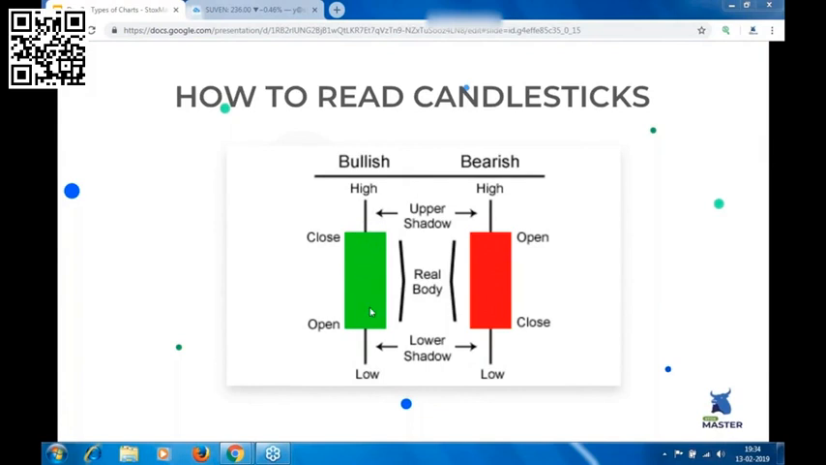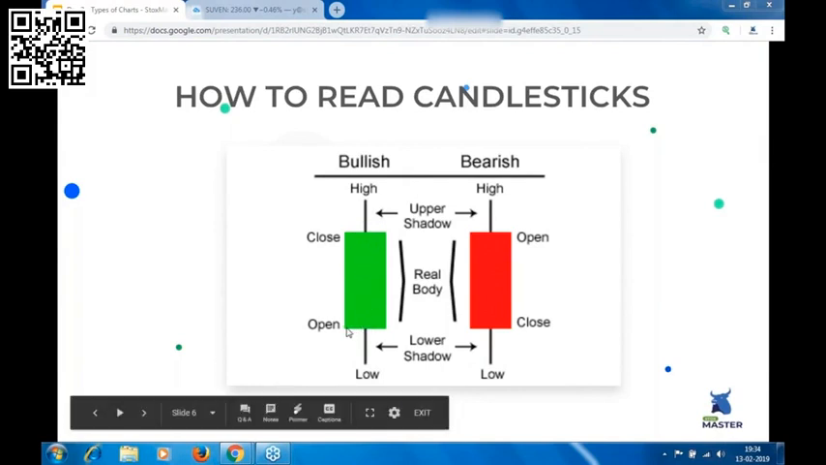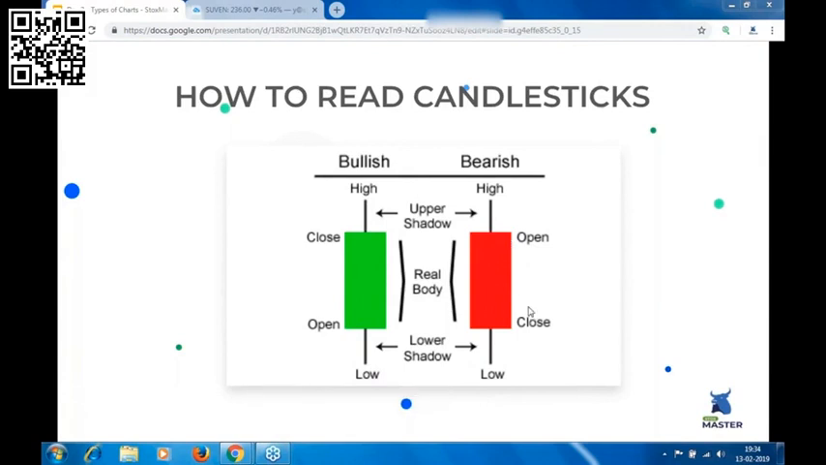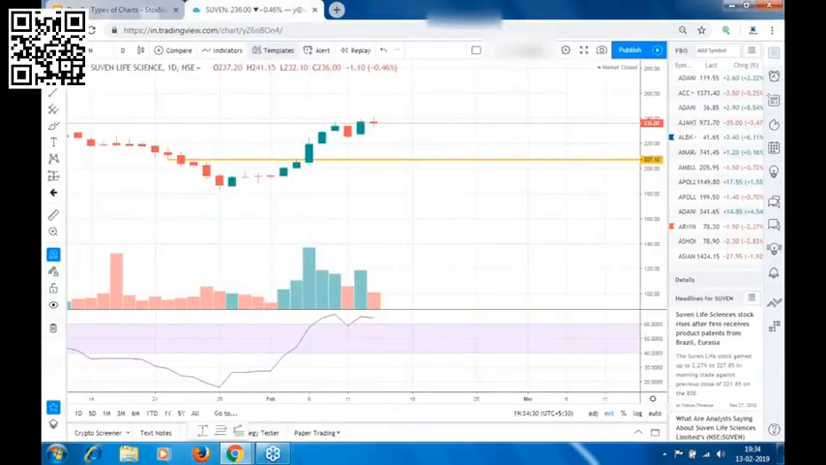If it's a green candle, then we can say that today the closing was above the open price, or that the market was bullish. And if it's a red candle, we can say that today the closing was below the open price, or that the market was bearish.